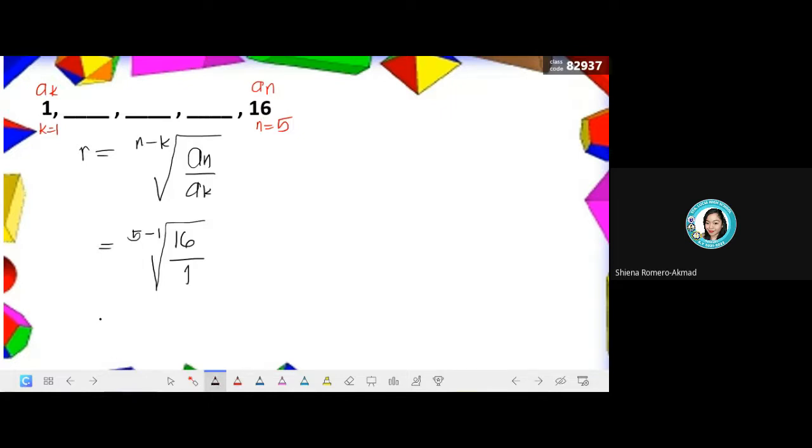So we'll continue the solution. 5 minus 1 is 4. Ibig sabihin, 4th root of 16 divided by 1. So pwede na tayo mag-divide dito, no? 16 is still 16. So 4th root of 16. What is the 4th root of 16?